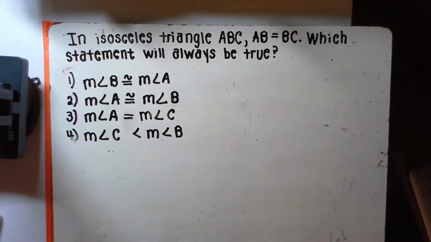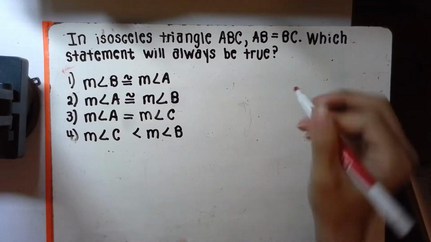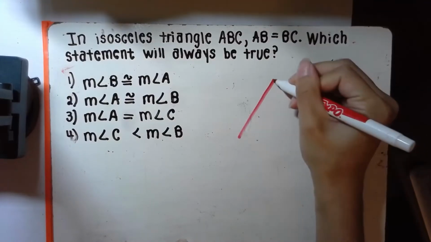In isosceles triangle ABC, AB is equal to BC. Which statement will always be true? Okay, so since we're not given a diagram, the first thing that we should do is draw a diagram. So I'm going to draw triangle ABC.